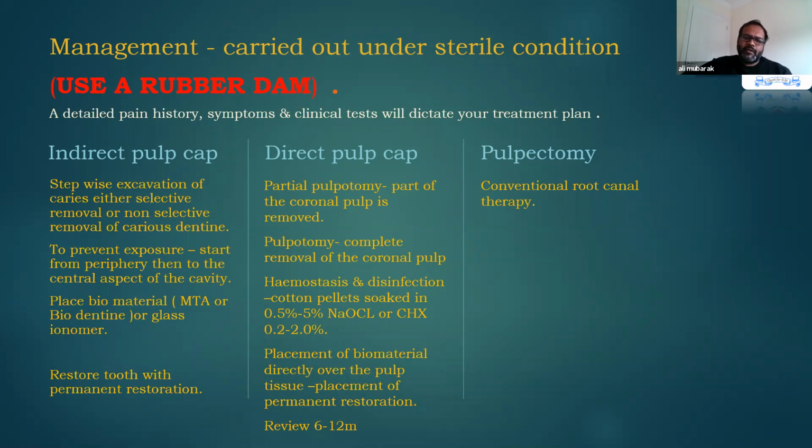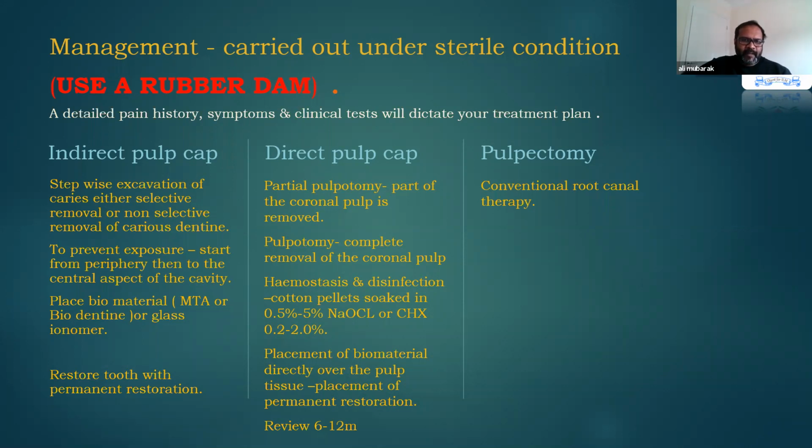You could use a slow round burr to remove the caries around the peripheries of the cavity, and then slowly remove affected and infected dentine. Once you come to the brown affected layer, you could slowly start using a spoon excavator. Once you've done that, you should place a Biodentine, MTA, or in some cases, glass ionomer is also indicated, and then restore the tooth with a permanent restoration.